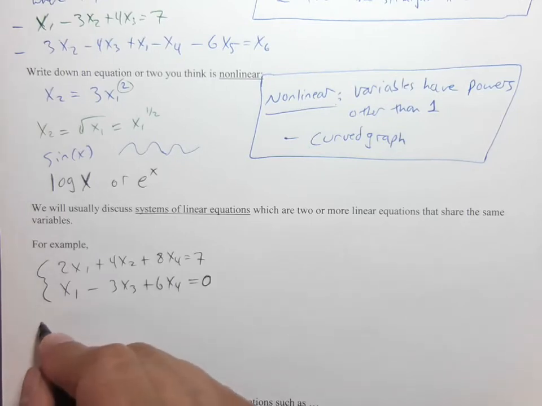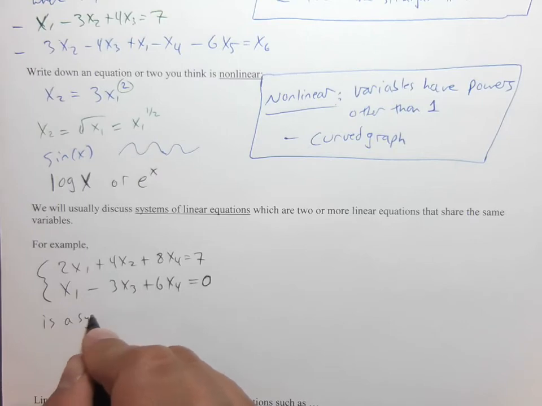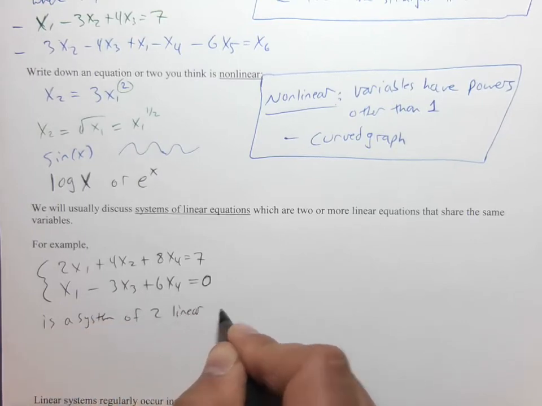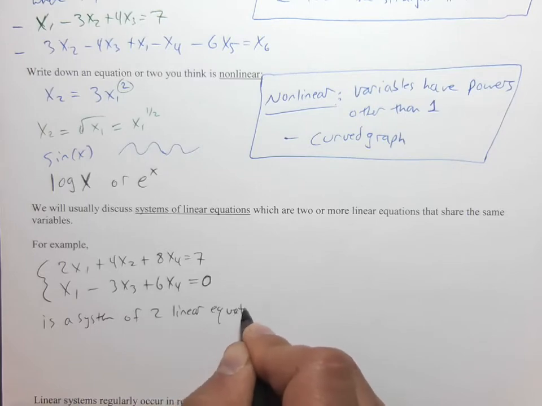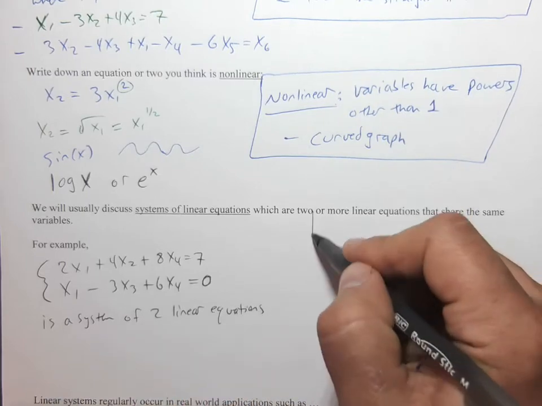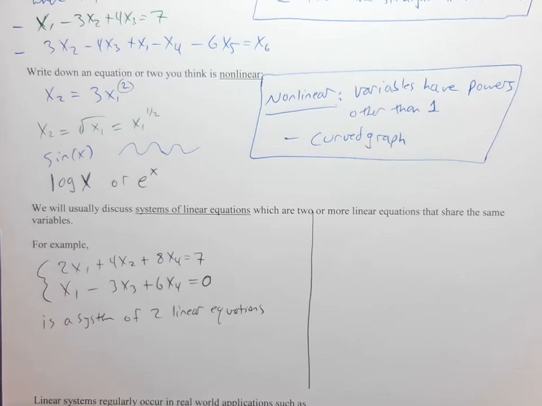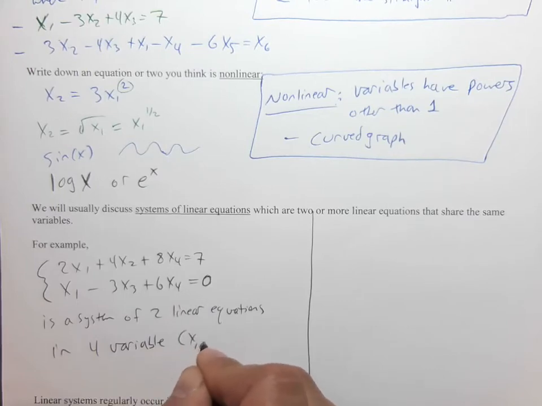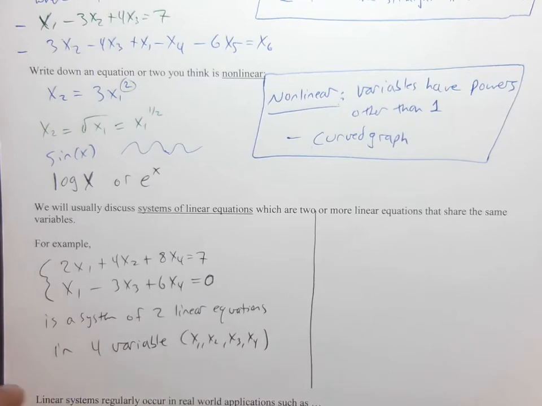So we would say that this is a system of 2 linear equations, right? Because there are 2 of them. And it's a system in 4 variables, because there are 4 variables, right? x1, x2, x3, x4. So just some vocab for you, so when you hear someone say something like, oh, that's a system of 2 linear equations and 4 unknowns, or 4 variables, you know that means there's 2 equations and there's 4 variables.